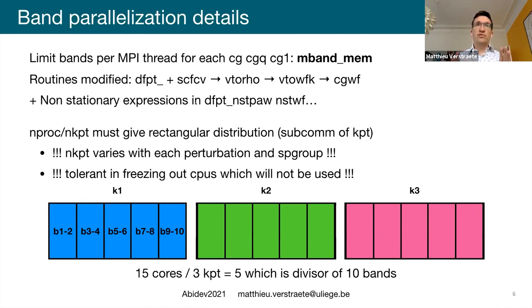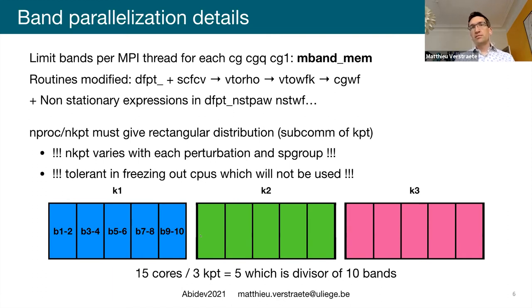The one constraint we have now, which was not the case before, is that the number of processors divided by the number of k-points has to have a rectangular distribution with the number of bands. And so the band parallelization is now a sub-communicator of the k-points. Say you have 15 cores and 3 k-points, then these three colors are the different k-points. I'm going to give the first 5 cores to k-point 1, next 5 to k-point 2, next 5 to k-point 3. And within this, I have chosen cleverly 10 bands, which is a multiple of 5. And so I can put 2 bands here, 2 bands here, 2 bands here, 2 bands here, and I'm happy.